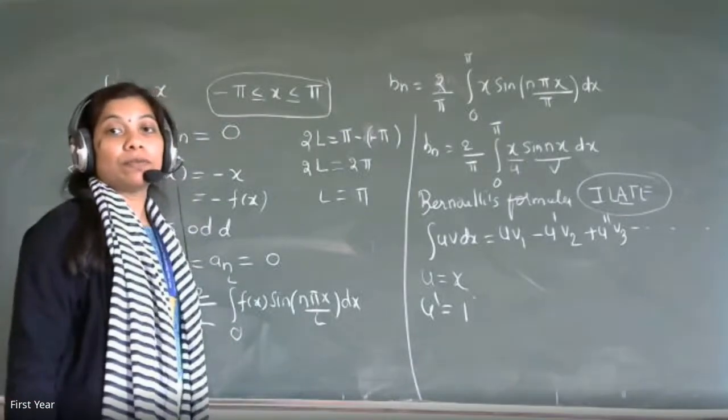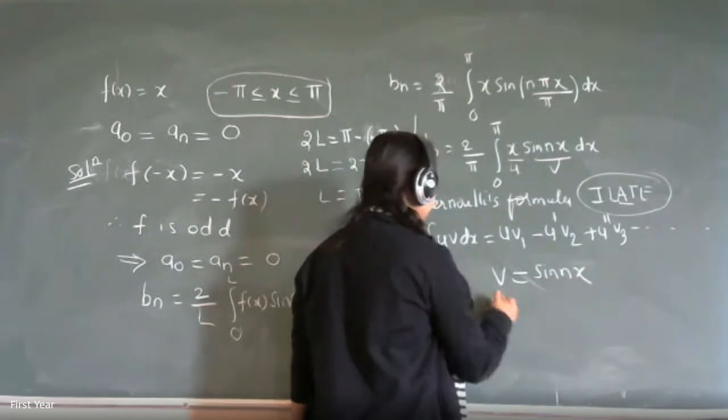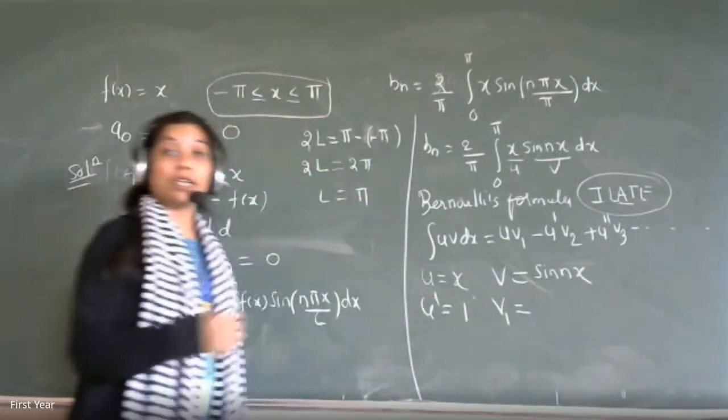All the derivatives ahead will be 0. Now what is b? B is sin x. So what will be b1? First integration. Now u dash is the derivative and the suffix means integration.